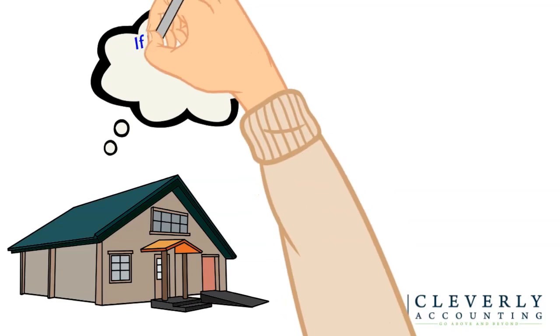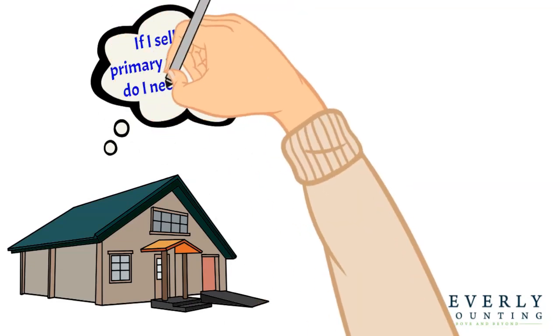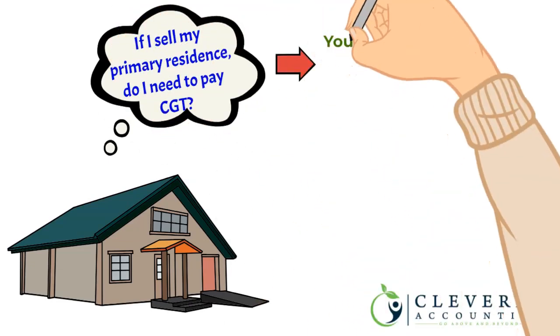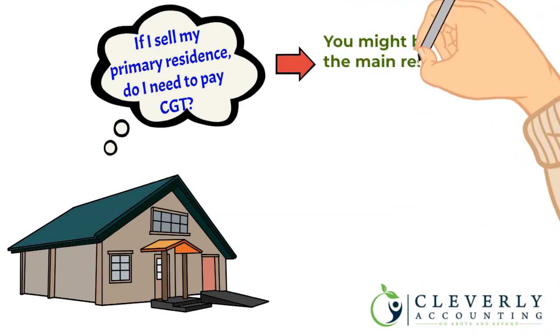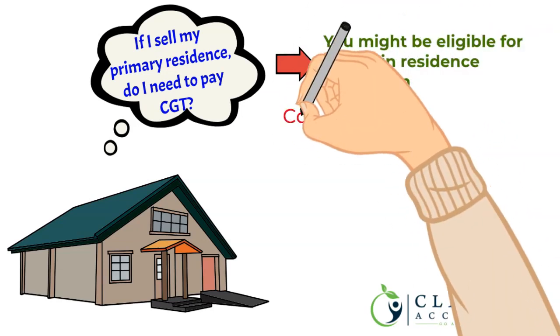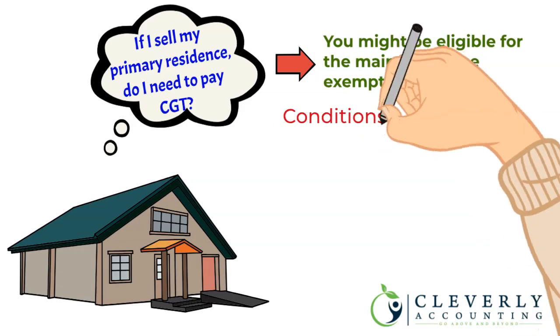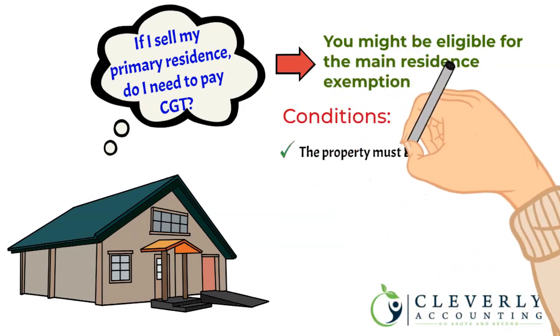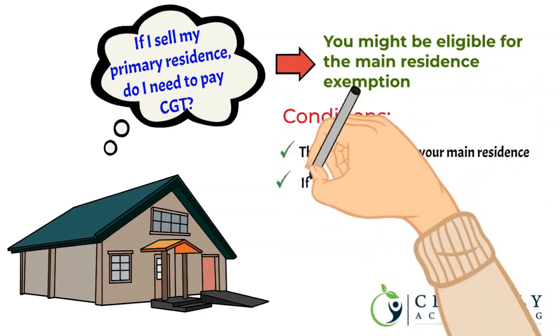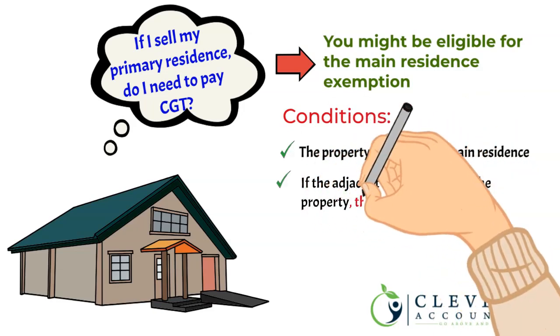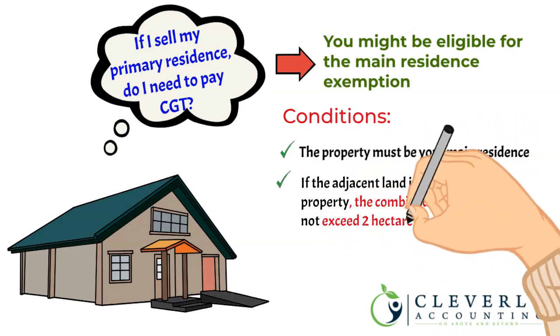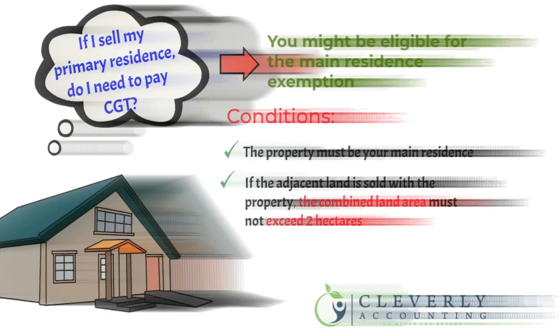Main residence exemption. When you sell a property, you may have to pay tax on the gain. However, if you sell your main residence, you might be eligible for a CGT exemption. To qualify, the property must be your main residence, and if you sell the adjacent land along with the property, the total area of the land and property should not exceed 2 hectares.